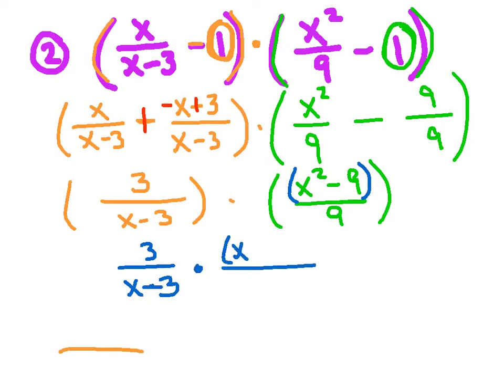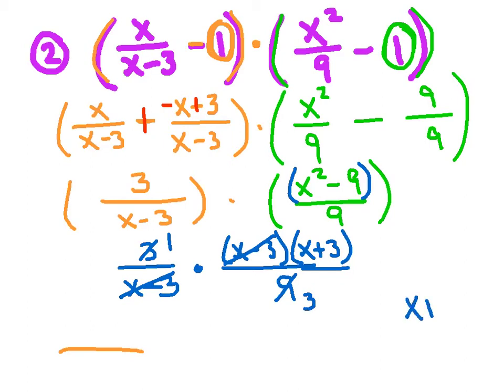I'm thinking a difference of two perfect squares: x minus 3 times the quantity x plus 3, all over 9. And certainly we could cancel this quantity with that quantity. And we could also reduce the 3 and the 9. 3 divided by 3 is a 1, 9 divided by 3 is a 3. And it looks like my final answer is going to be x plus 3 divided by 3.